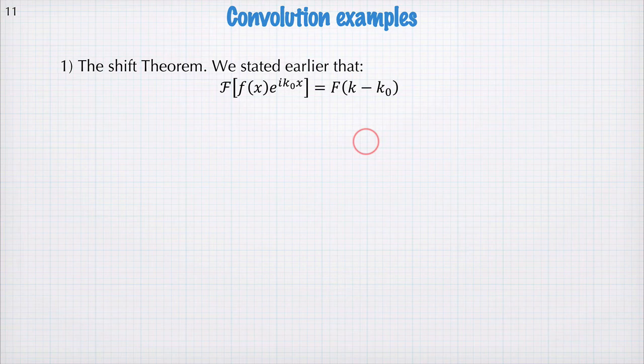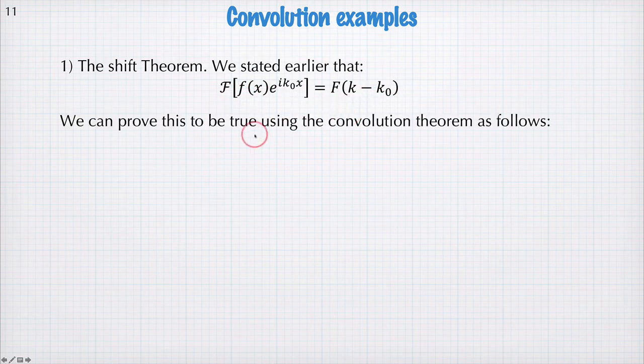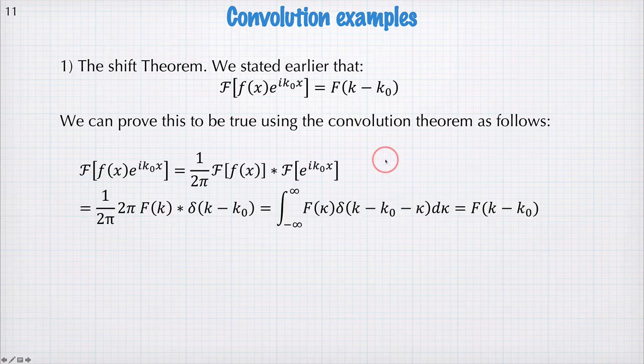Here's an example of how we can use the convolution theorem to prove a different theorem. So the shift theorem we stated earlier, one of the shift theorems, looks like this. We can prove this to be true using the convolution theorem as follows. The Fourier transform of the product of these two functions is equal to the convolution of the Fourier transform of the two functions, with a factor of 1 on 2 pi at the front.